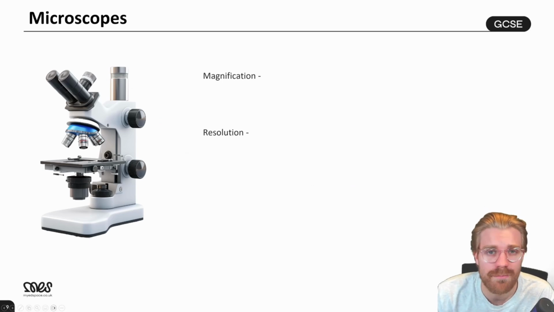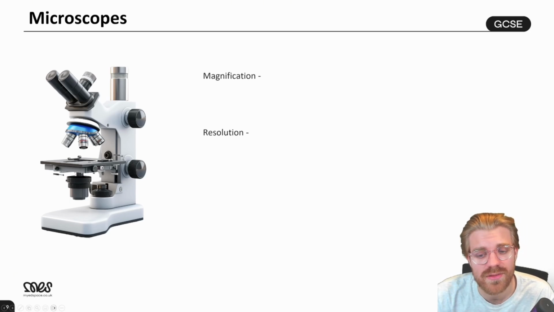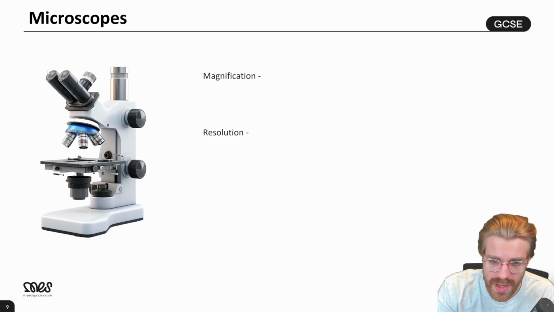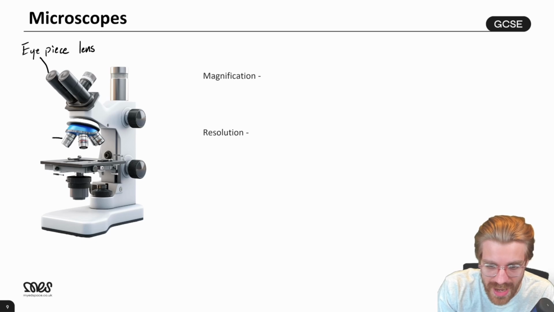So cells are microscopic. They are too small for us to be able to see with the naked eye. To be able to see those cells, we need to use a microscope. Let's break down the different parts of a light microscope. So at the top here, we have the eyepiece lens. This is where we look into the microscope. Underneath, we have the objective lens. This is the piece just above the slide.